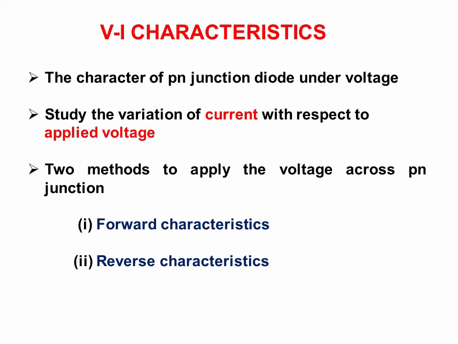Now let us study what VI characteristics are. The character of a PN junction diode under voltage is nothing but VI characteristics. Here we are going to study the variation of current with respect to applied voltage. There are two methods to apply voltage across a PN junction: forward characteristics, that means the PN junction diode in forward bias, and reverse characteristics, that means the PN junction diode in reverse bias.